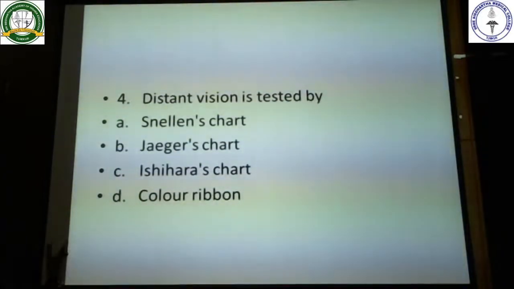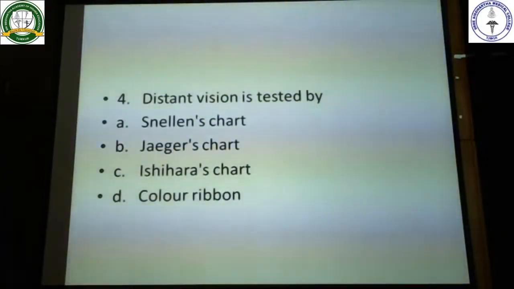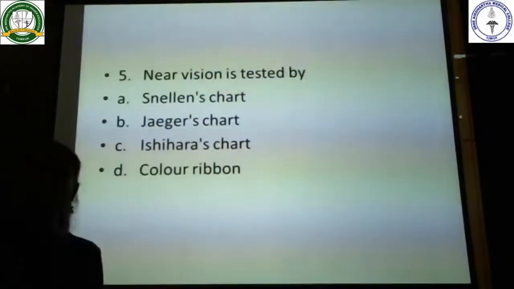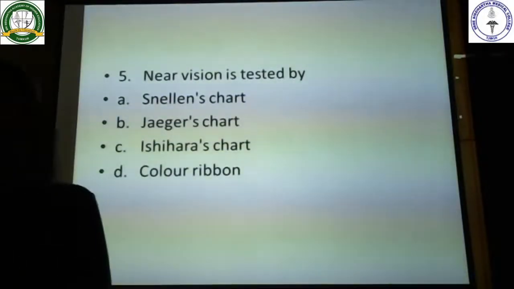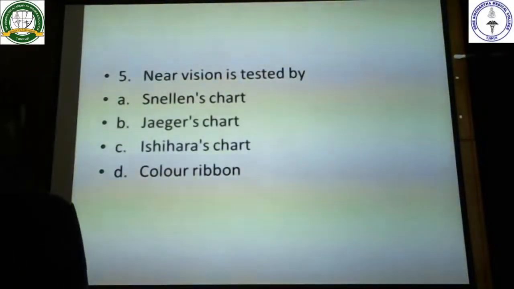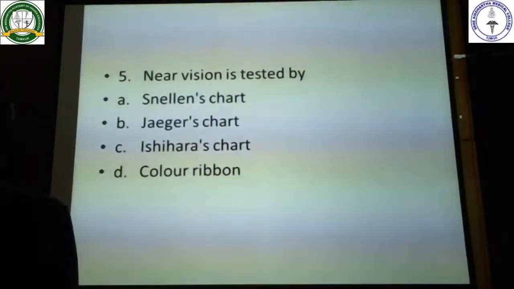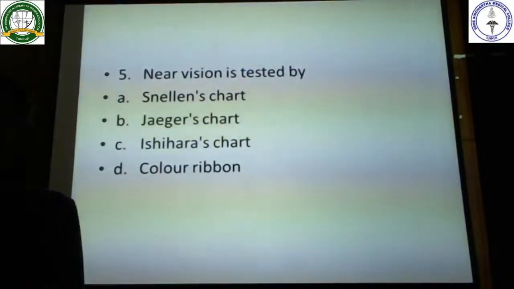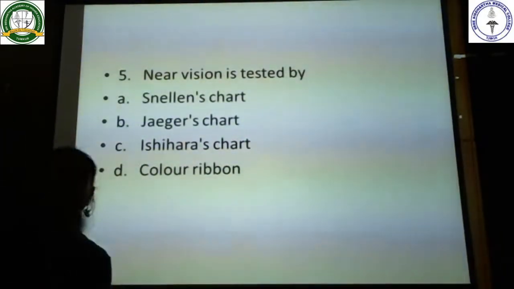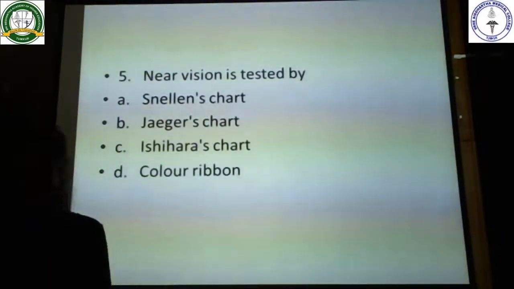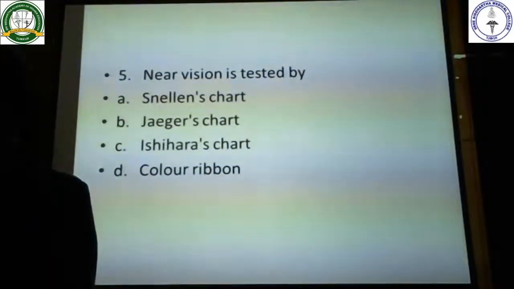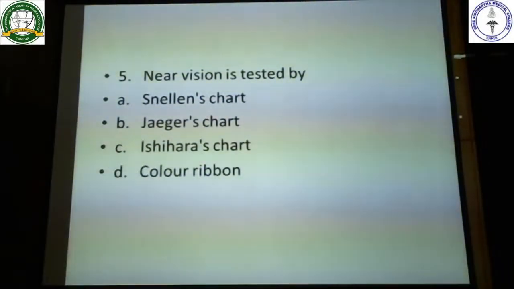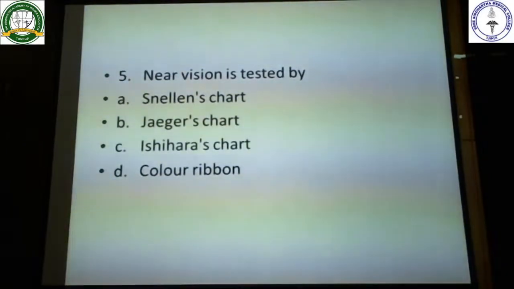If he can't read the bottom line, the last line, he keeps coming closer to the Snellen's chart. For the uneducated, you can use pictures of animals and so on. That is called Jaeger's chart, and it is kept at a 25 centimeter distance, for short distance, to see whether he can read at that distance or not. So he is judged by that distance. Jaeger's chart is used.